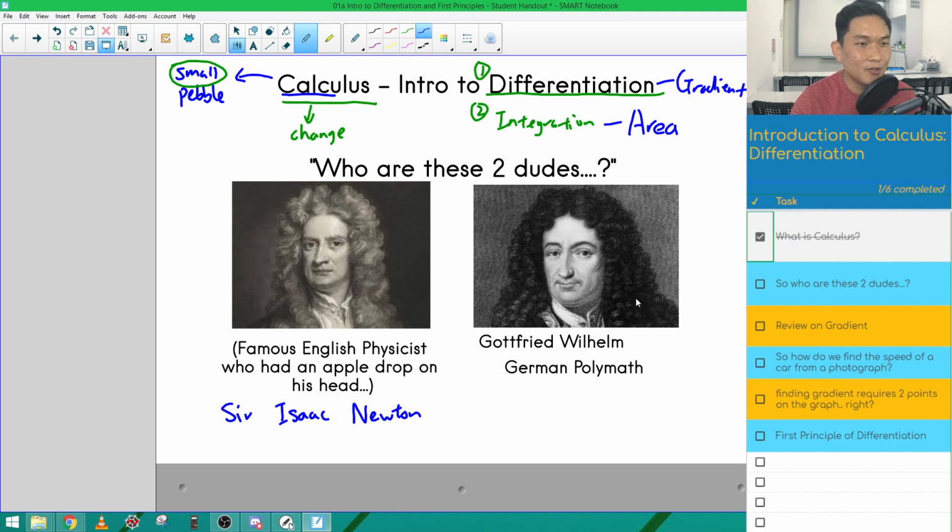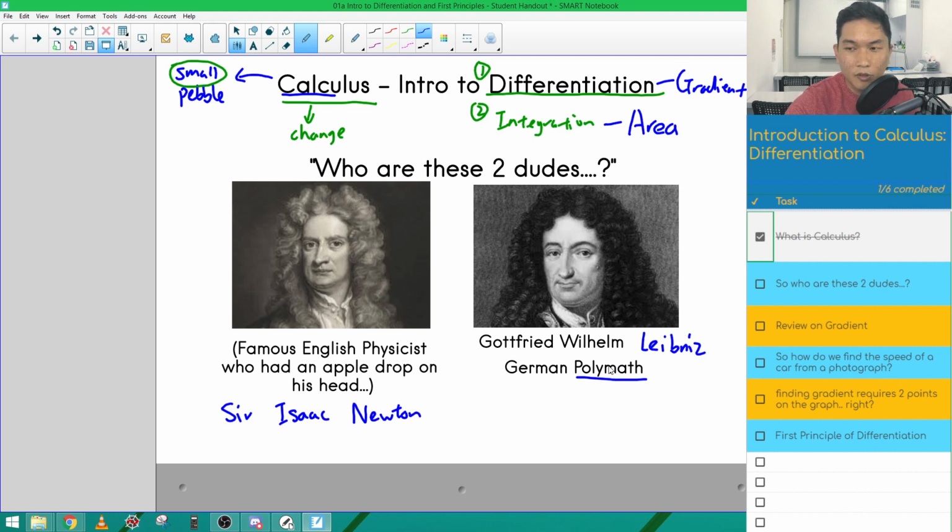Now on to the guy on the right. He is lesser known, not as well known as Newton, but he also made a very significant contribution to calculus. His name is Gottfried Wilhelm Leibniz. Yes, there's a V, because in Germany, W is pronounced as V. He's a German polymath. Polymath means a man of many talents. An example of a polymath would be someone who is good with math, sciences, art, music, an all-round multifaceted talent.